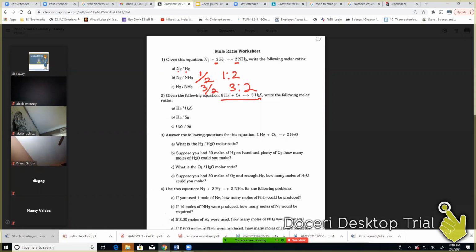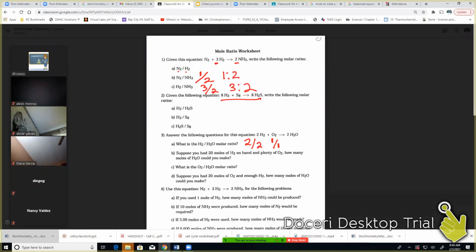All right, so A just says, what is the hydrogen to water molar ratio? So what would that be? 2 to 2, or you could reduce that down to 1 to 1. All that's saying is that for every 1 mole of hydrogen, they're exactly equal. 1 mole of hydrogen is going to be 1 mole of water.